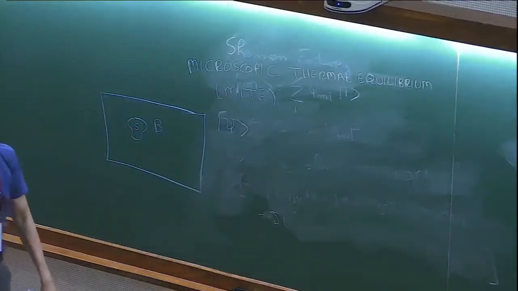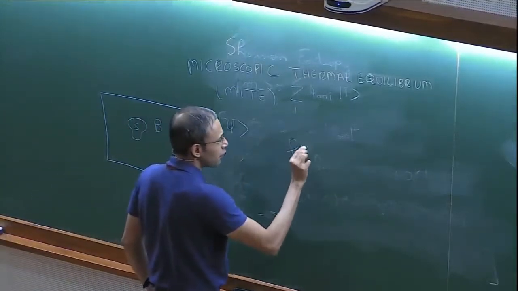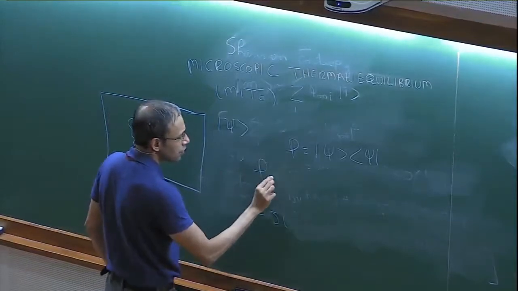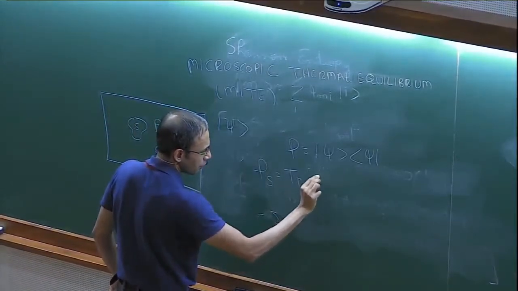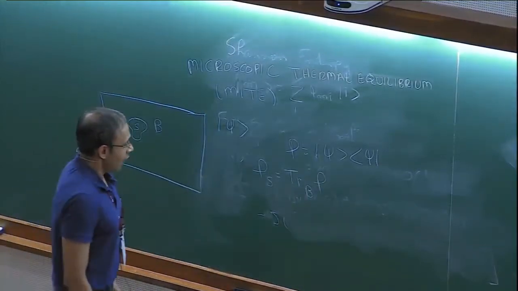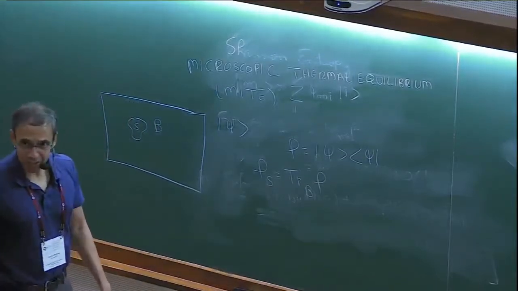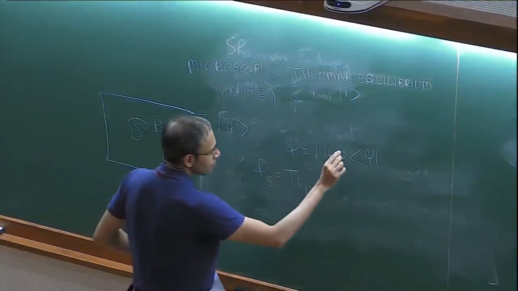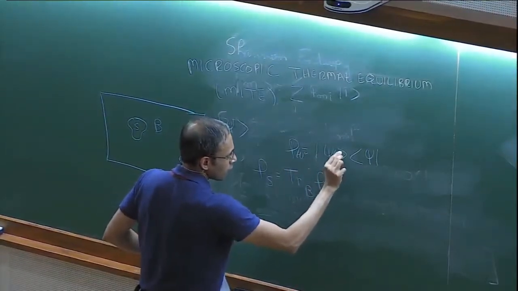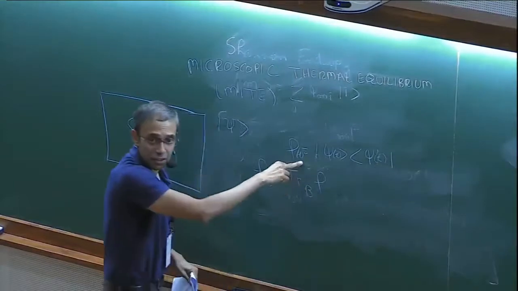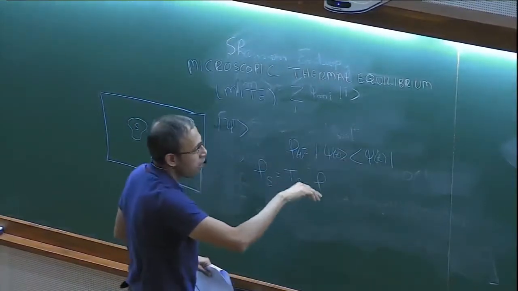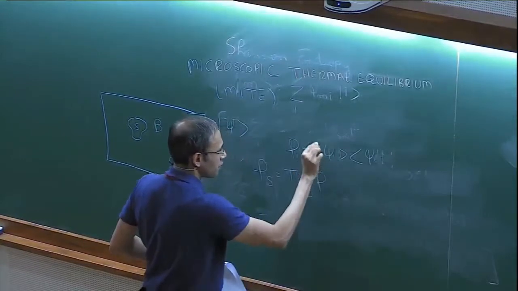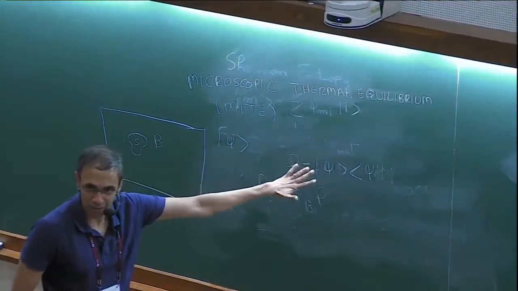And the full system is in some pure state psi. So therefore, the density matrix of the full system is this, from which I can obtain the reduced density matrix for the system by tracing out the bath degrees of freedom. If I start from some initial state and let the system evolve, the full system is always in a pure state, but the density matrix is now time dependent. Actually, if it's in a pure state, I don't even need the time dependence here. So this is the density matrix.